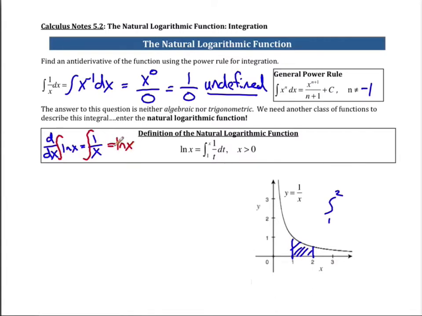Okay, and so this actually gives us the definition of the natural logarithmic function. So ln of x equals the definite integral from 1 to x of 1 over t dt. And here x has to be greater than 0, so it doesn't make sense for the natural log function to be less than 0 here. So instead of using the power rule here, the antiderivative of 1 over x is actually just the natural log of x.